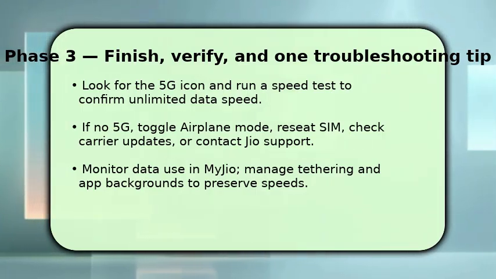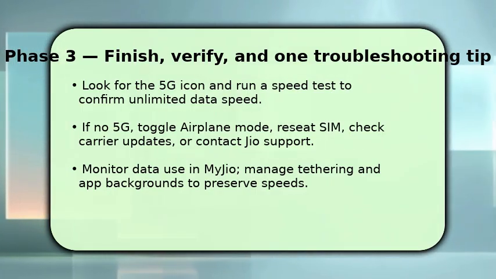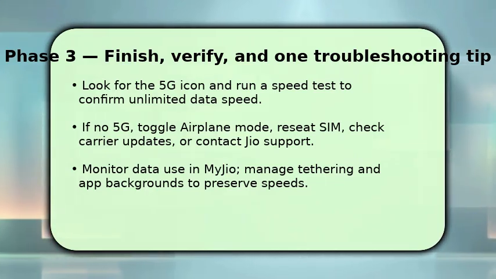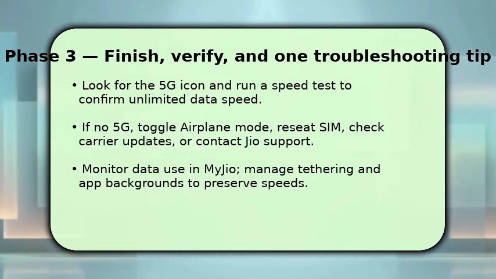Make sure carrier updates are installed, and then contact Jio support with IMEI and plan details. One key troubleshooting tip: if speeds drop, check app background usage and tethering settings. Heavy background usage can throttle perceived unlimited.